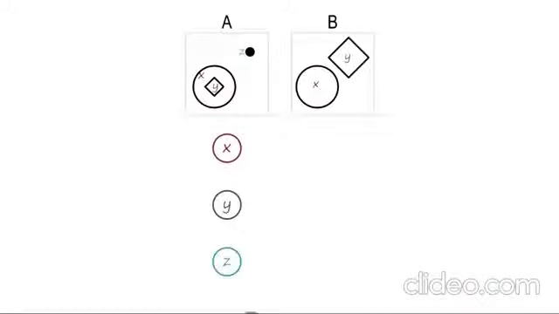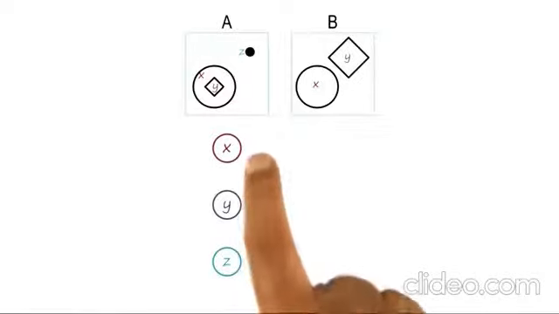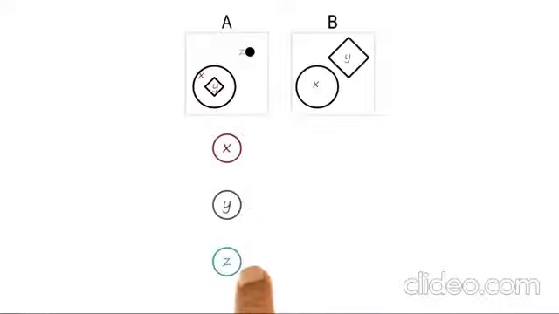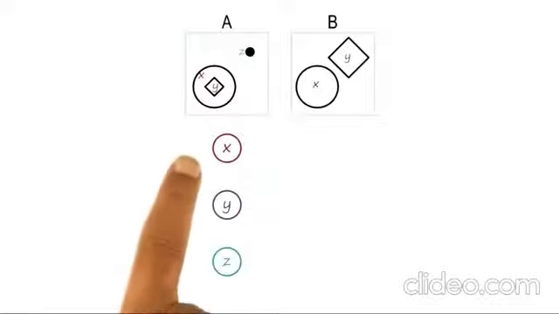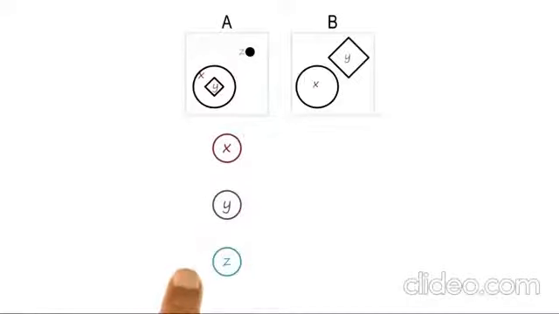So the first thing we need to do in order to build a semantic network for representing our knowledge of A is to represent the objects. So I have the object X, the object Y, the object Z, standing for the circle, the diamond, and the black dot. Now that we have represented the objects in A, we want to represent the relationships between these objects.